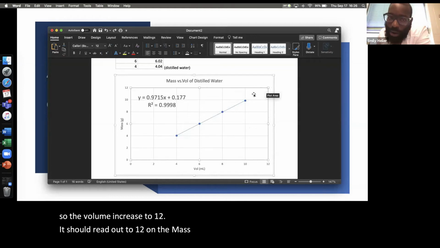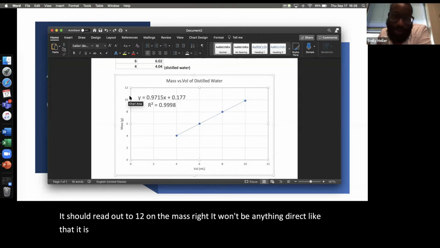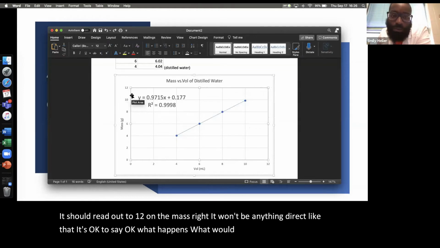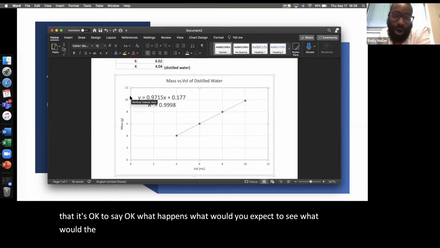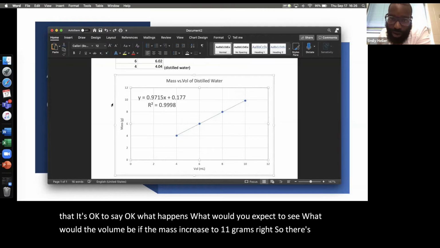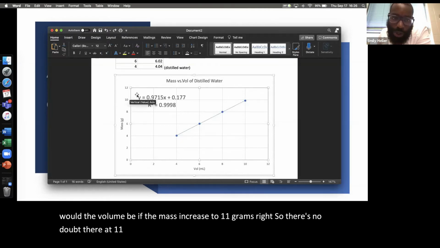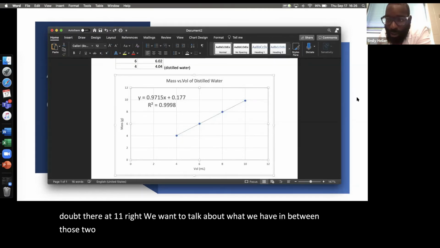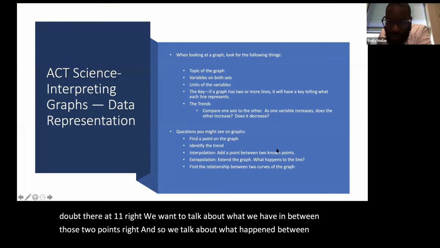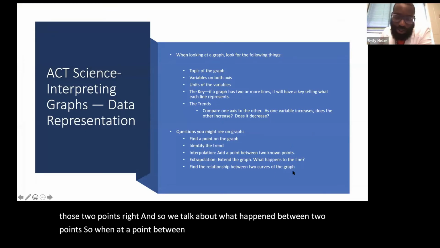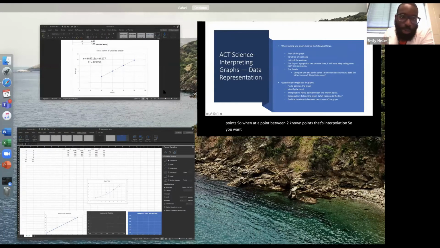It won't be anything direct like that. It'll say, okay, what happens? What would you expect to see? What would the volume be if the mass increased to 11 grams? So there's no dot there at 11. We want to talk about what will happen between those 2 points. So when we look at a point between two known points, that's interpolation. You want to figure out, okay, between two known points, what will happen here?